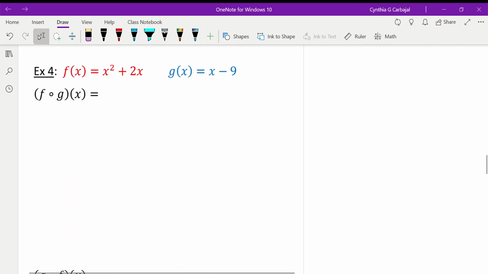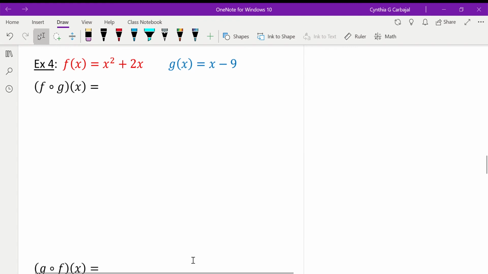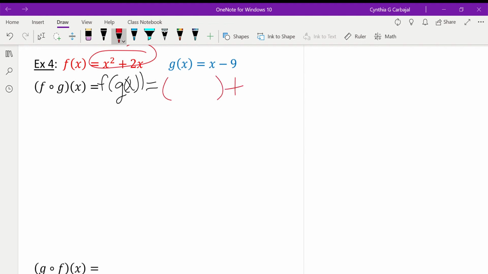Let's do another example. Alright, we're starting with the f function. Then we're going to substitute the g function inside the f function. Okay? So we're going to start with the f function, which is x squared plus 2x. Well, watch out because I actually have 2 x's. So I'm going to have 2 parentheses. I have x squared, so parentheses squared, plus 2x, so plus 2 parentheses. So if you have 2 x's, you have to substitute into both. And then the g function is going to go in there. So we put x minus 9 and x minus 9.